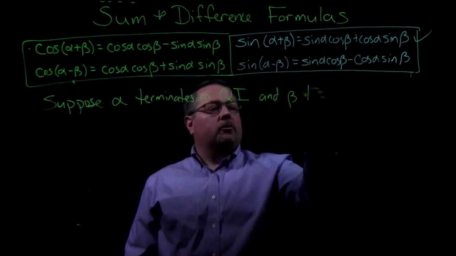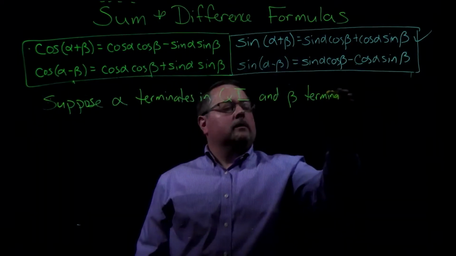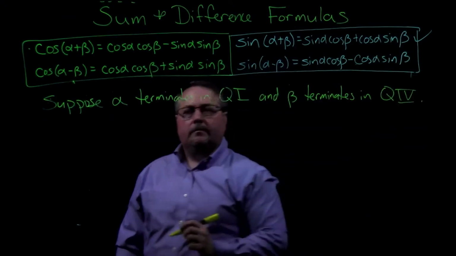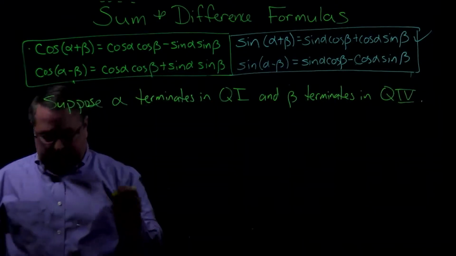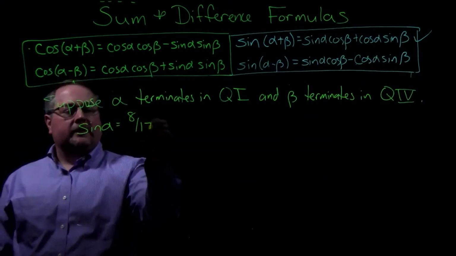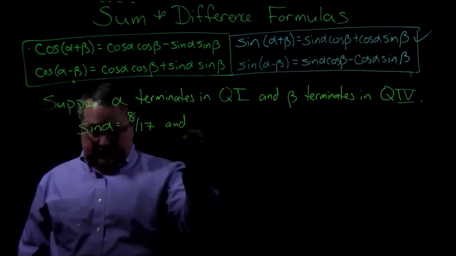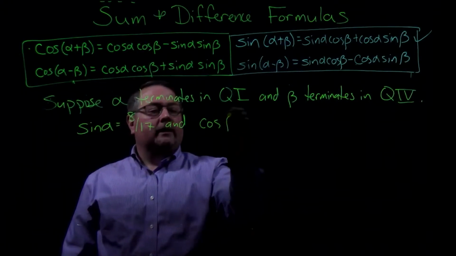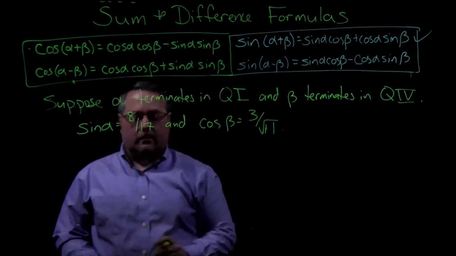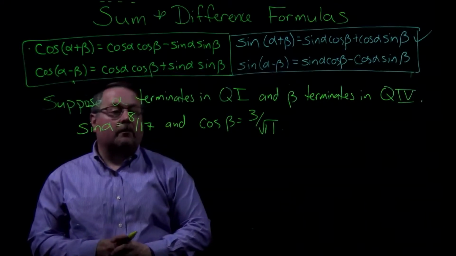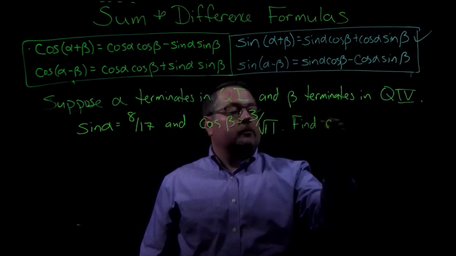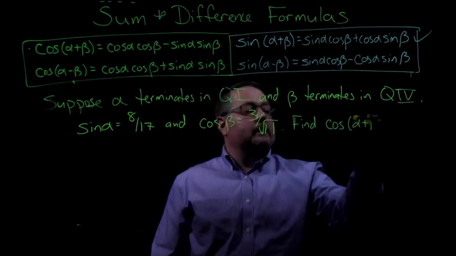And beta terminates in quadrant 4. And let's further suppose that the sine of alpha is 8 over 17, and the cosine of beta is 3 over the square root of 11. Okay, so we're given one trig value for alpha, one trig value for beta, and we want to find the cosine of alpha plus beta.